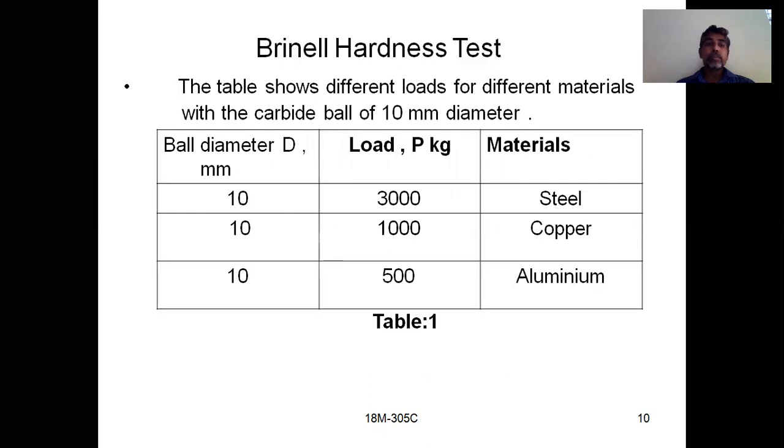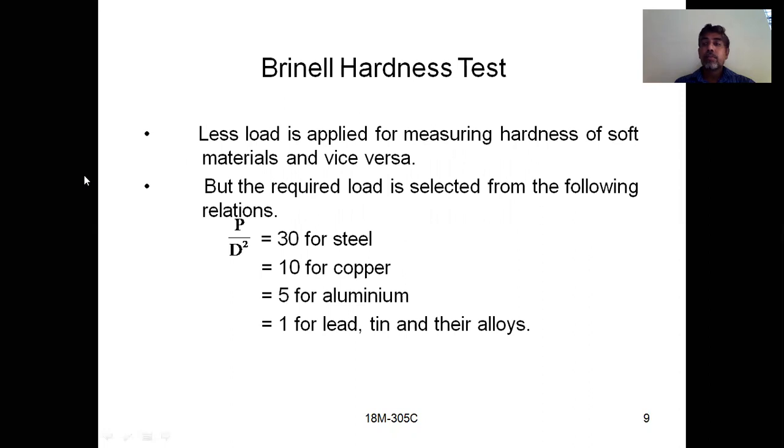The table shows different loads for different materials when we use a carbide ball of 10 mm diameter. Here, we are fixing the diameter of the ball indenter as 10 mm. So how much load do you get by taking the same relation we have discussed? The formula is P by d square is equal to 30. If d, the 10 mm diameter, is known, then you can easily find out the P value.